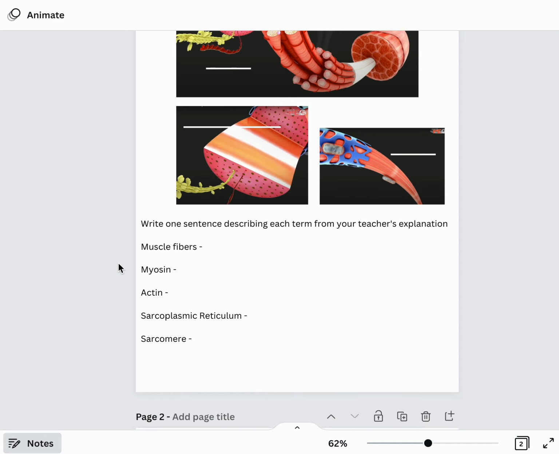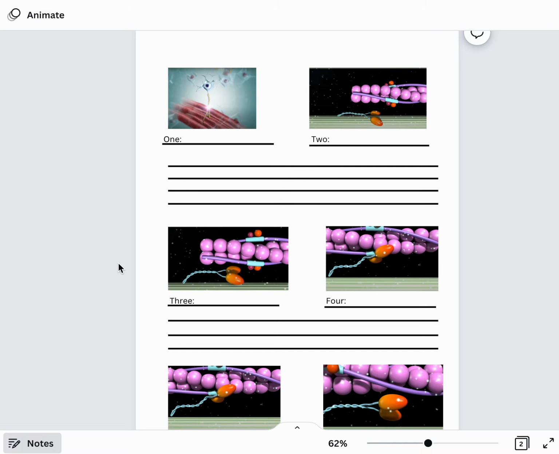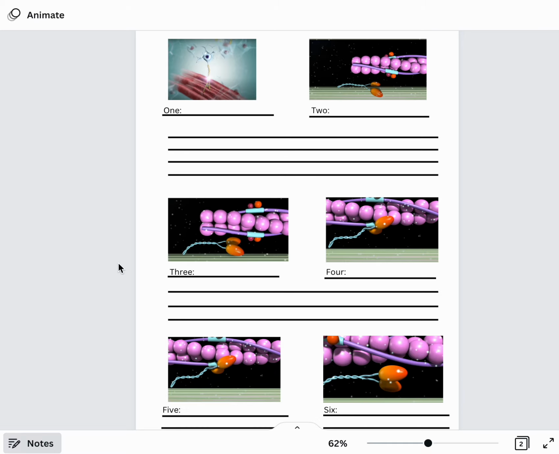We are done with the first page, and now we are going to go on to the second page. The second page has 6 different steps to be labeled. I want you to note that these steps are not the complete and entire picture of the sliding filament theory. We have additional room within these steps where you need to take good notes.